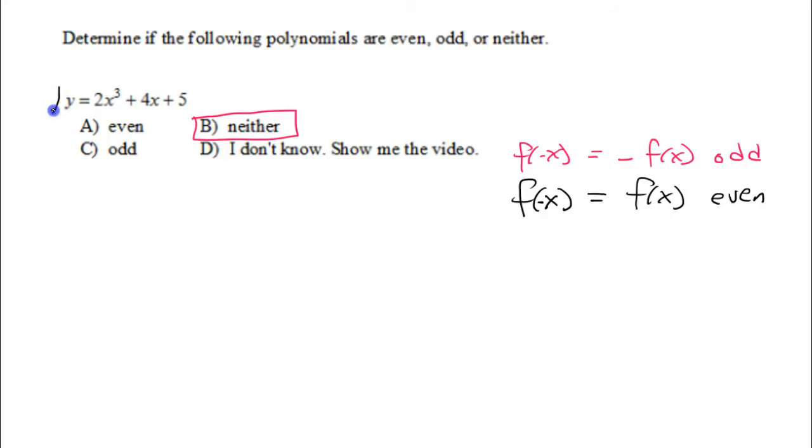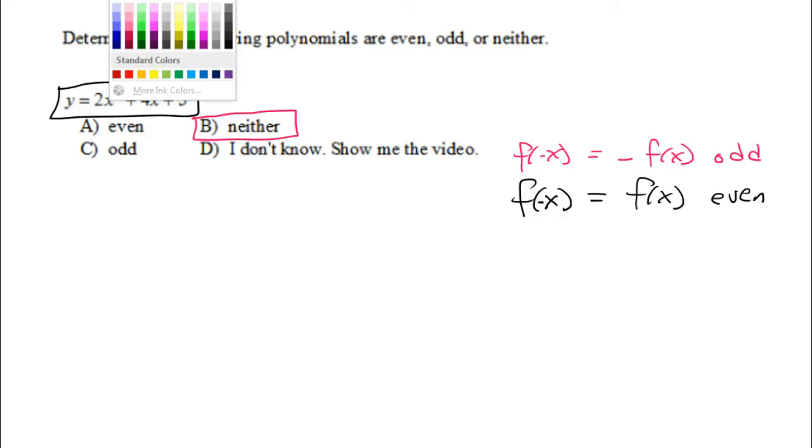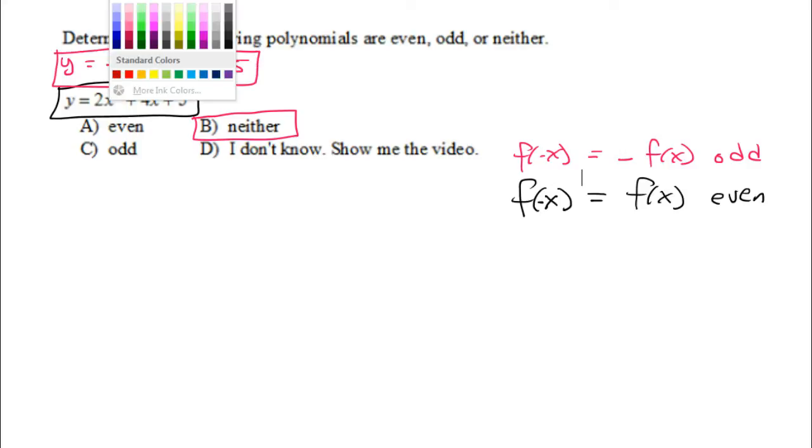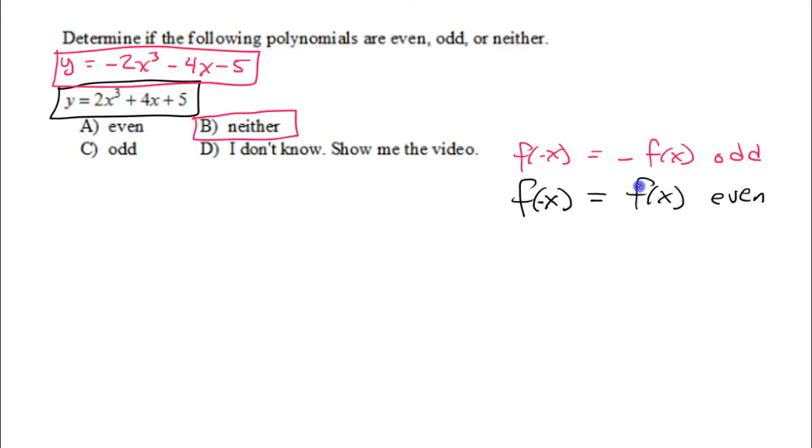So we have our original function, looks like this. But how about the negative function? The negative function would look like this: negative 2x to the third power minus 4x minus 5. So this would be the negative version. Okay, so let's substitute in negative x for x in f of x and see what we get.